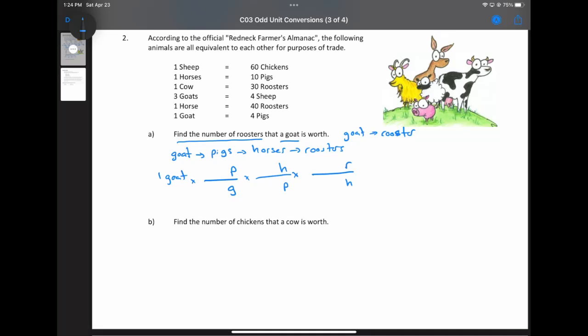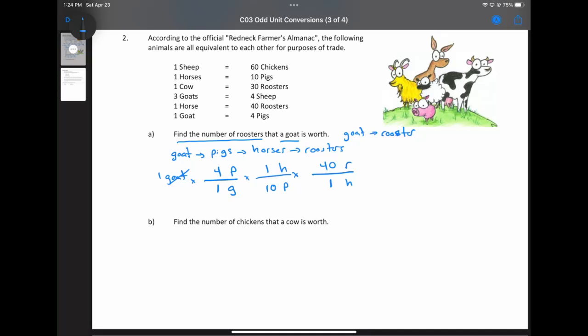So now I have to look up at my exact equivalences between pigs and goats. And the last thing says that 1 goat is equivalent to 4 pigs. And then 10 pigs is equivalent to 1 horse. And 1 horse is equal to 40 roosters.